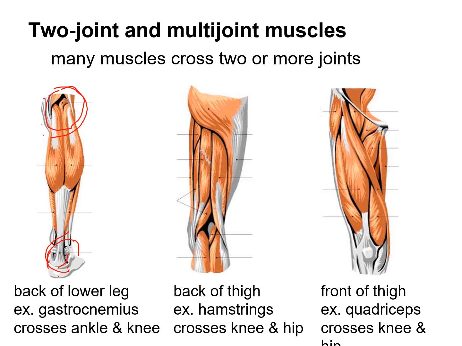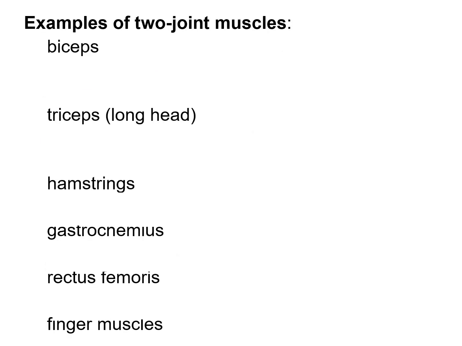We see the same thing with the posterior of the thigh with our hamstrings, where they cross the knee and the hip. So we see knee flexion and hip extension. Same thing with the front of our thighs, our quadriceps, specifically our rectus femoris muscle, as these cross the anterior of the knee, causing knee extension, and the anterior of the hips, causing thigh extension or hip extension.